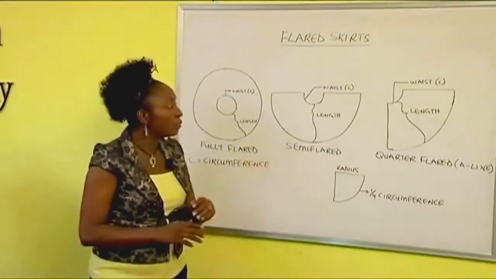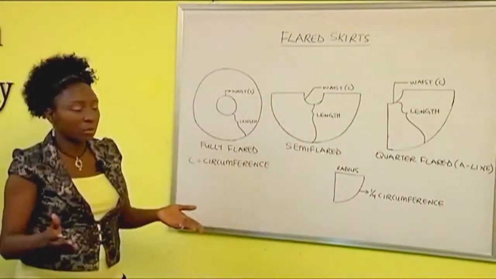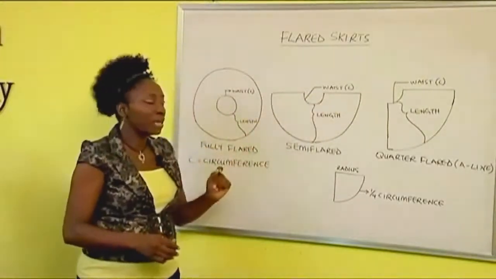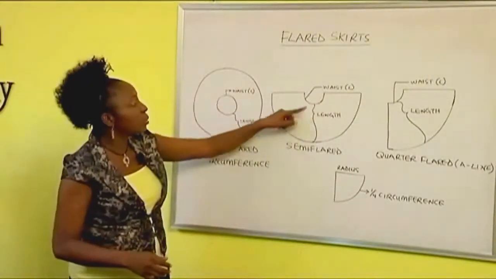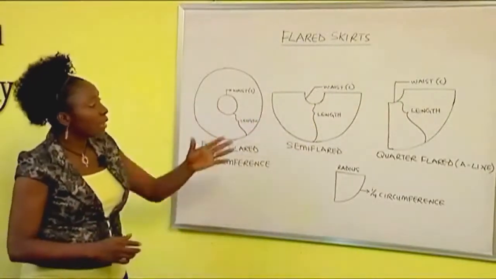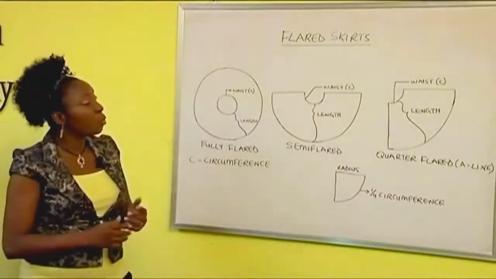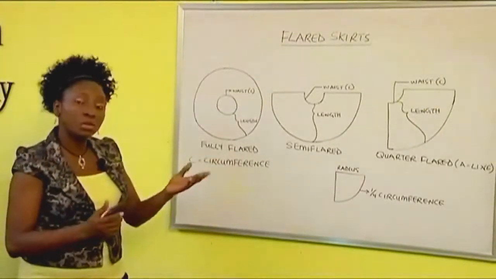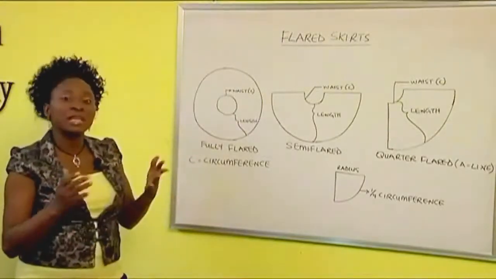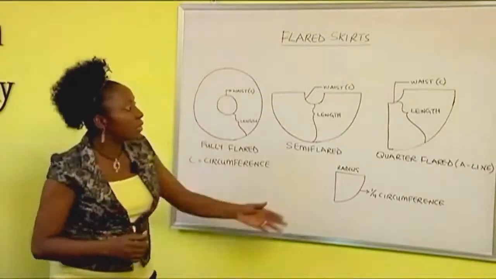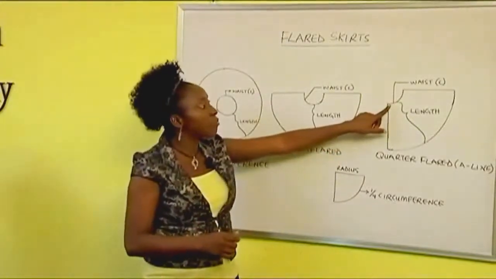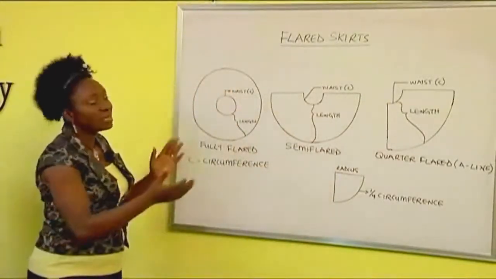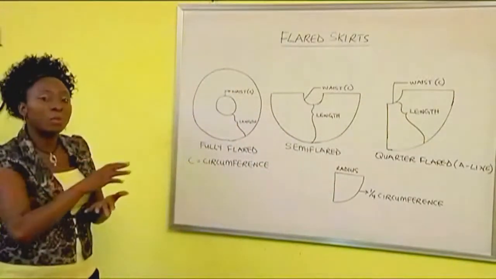Now if you look at the semi-flared skirt, you can see that it's a semicircle. Obviously it is. And we have the inner semicircle here representing the waist. And of course the distance between the two semicircles will give you the length. Now the third one we have there is a quarter circle. It's called the quarter flared skirt, also known as the A-line skirt. It's not as flared as the others, obviously. This quarter circle here represents the waist, and the length is in between the two quarter circles.